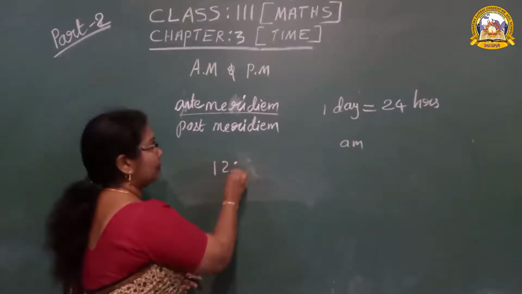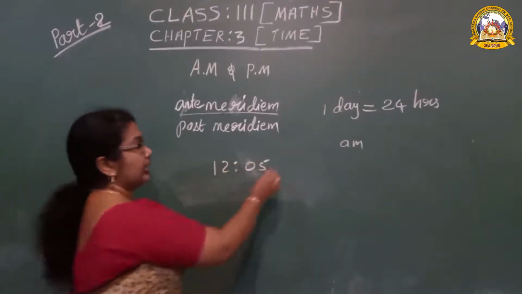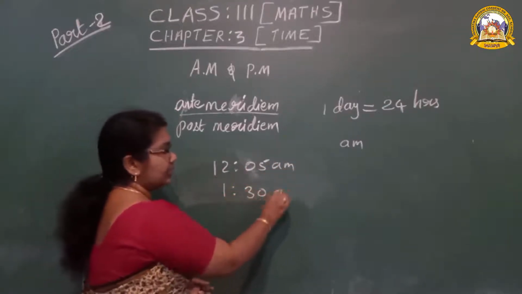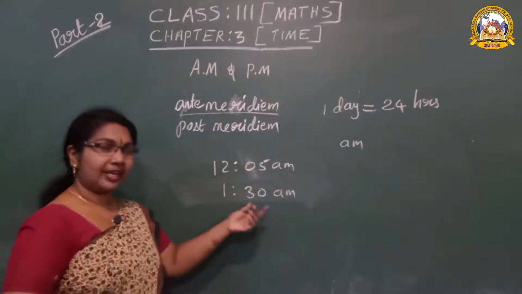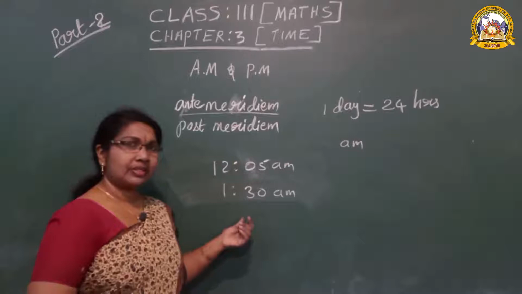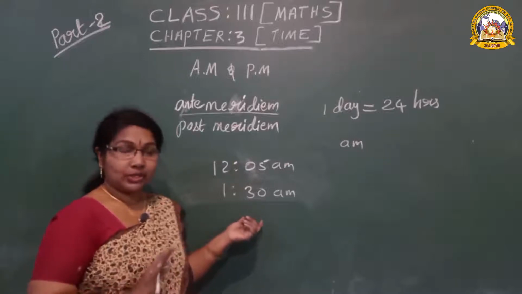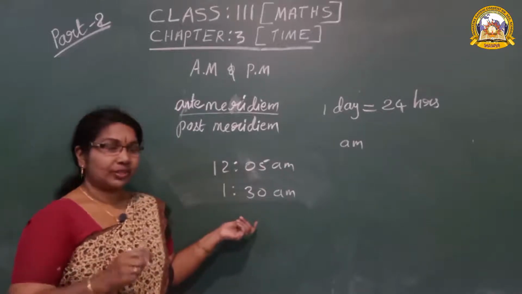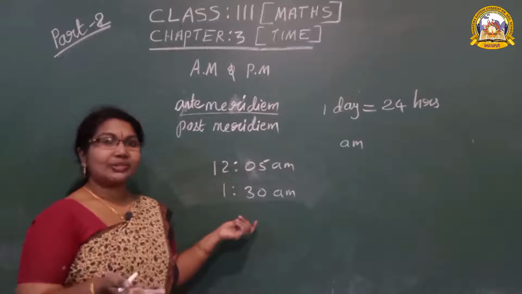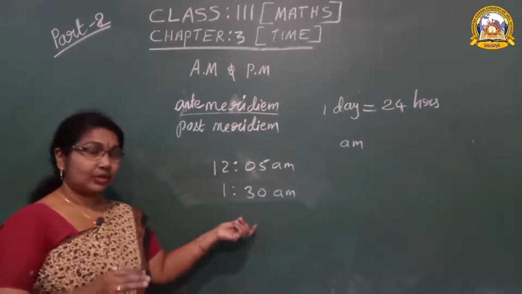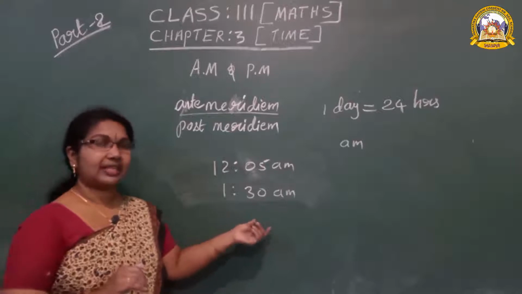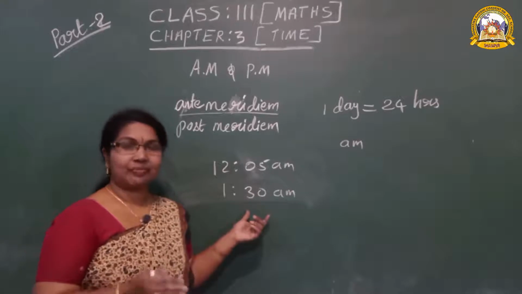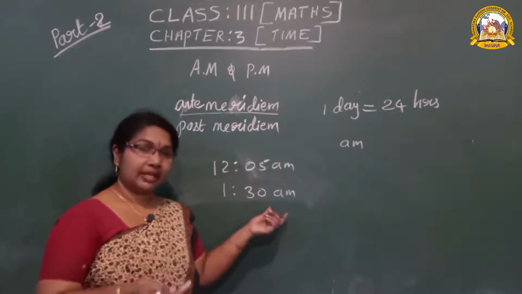Look here. If it is night 12:05, which word do you have to use? AM. Then 1 o'clock, night 1:30, what is the time? AM. 2 o'clock, AM. 3 o'clock, AM. Then early morning you are getting up at 6 o'clock, AM. Then you are coming to school. Last year, at what time were you coming to school? 7:30, 7:45. It is AM. Your assembly started, AM. Your lunch time, AM.